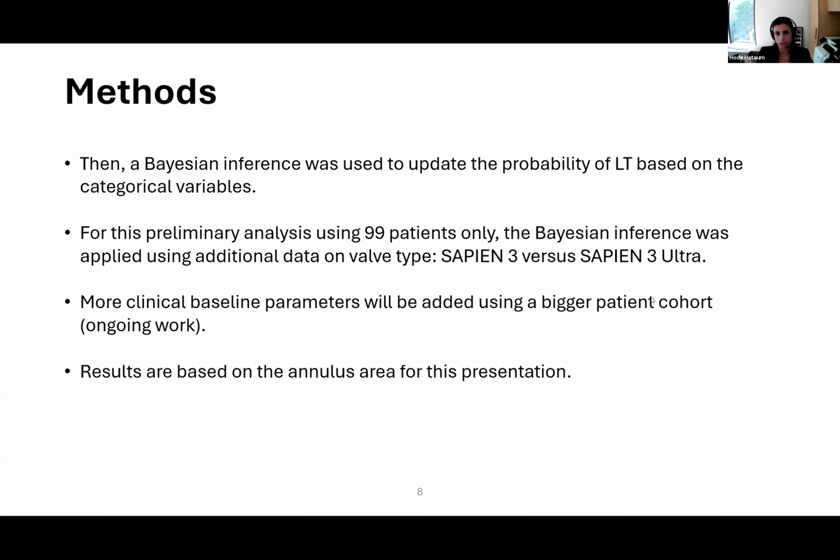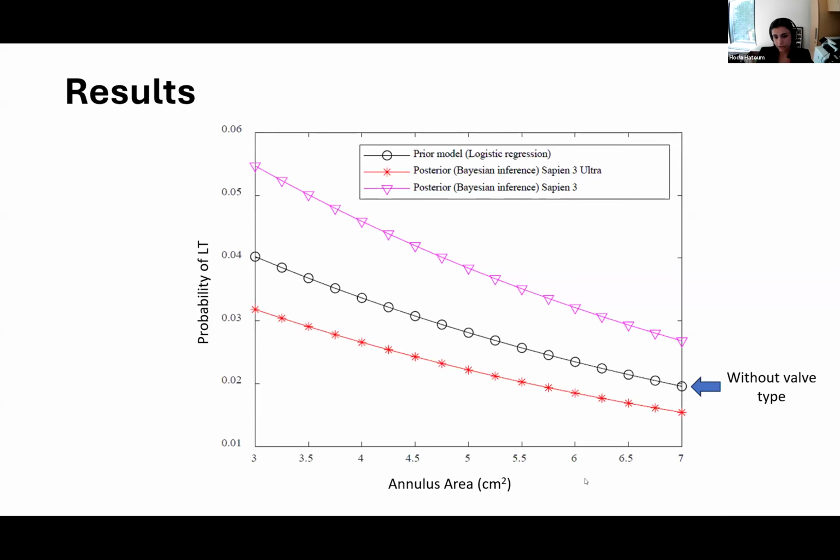So these are our results. What you're seeing here is the probability of leaflet thrombosis versus the annulus area. The black curve is without Bayesian updating, so it's just based on the logistic regression. Once we updated the model based on SAPIEN 3, we ended up with this set of probabilities. And when we updated the model based on SAPIEN 3 Ultra, the red curve represents the one with the Bayesian updating.